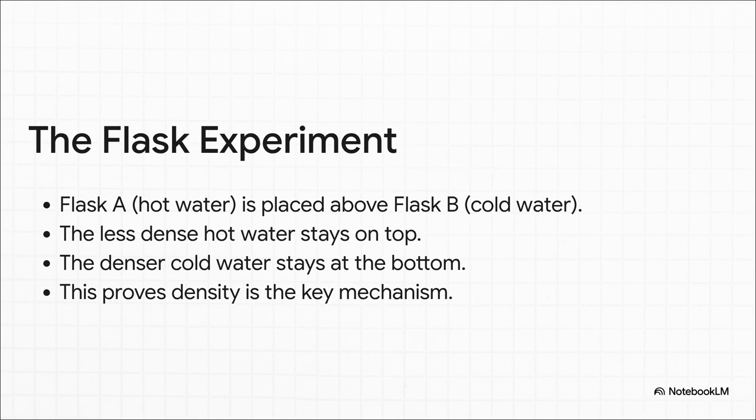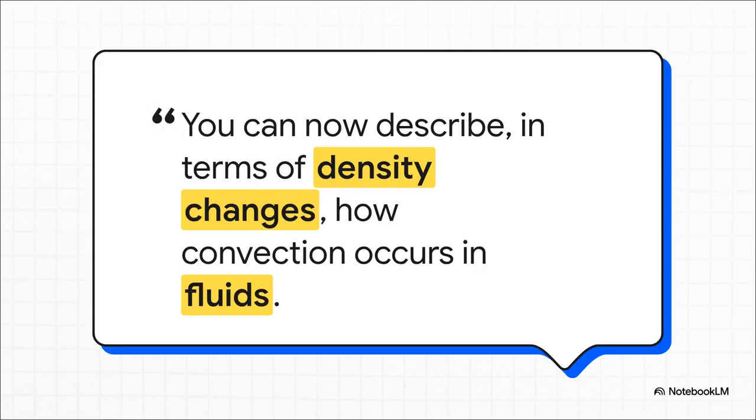But they don't. The hot water just sits there. And why? Because it's less dense, and it's already on top. The denser cold water is perfectly happy to stay at the bottom. They're stable. This proves it. Without a density difference driving the movement, nothing happens. Density is the engine.